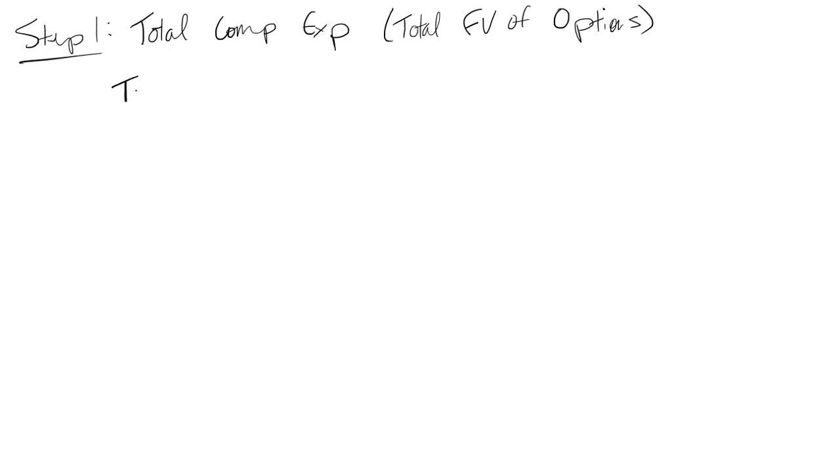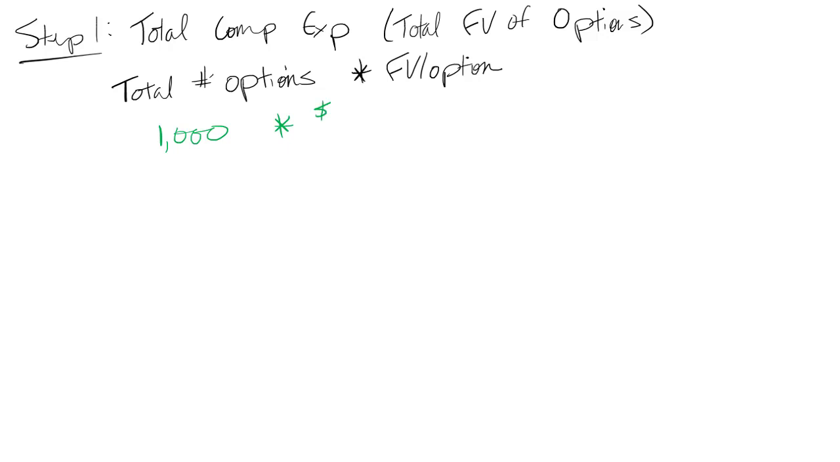To do that, we take the total number of options times the fair value per option. And in this case, she was granted 1,000 options. Fair value on the day they were granted is $6. So my fair value of these options, or my total compensation expense, is $6,000. That's our best bet on what she will actually be able to earn using these options.